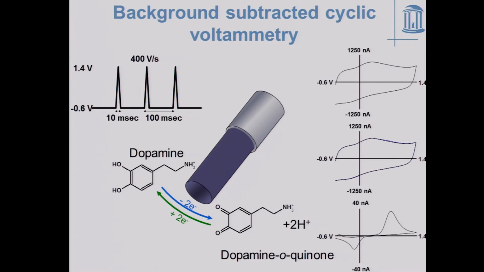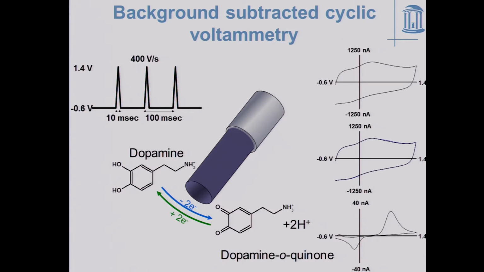Take this carbon fiber electrode, and we apply a voltage to it in the form of a triangular wave. This wave takes about 10 milliseconds to execute. We go to more oxidizing potentials and then bring it back, and we repeat it every 100 milliseconds. When we scan positive, we take dopamine and oxidize it. Once we scan back negative again, this orthoquinone which we form can be reduced back to dopamine again.